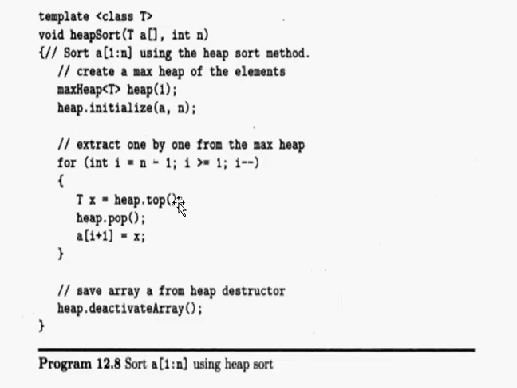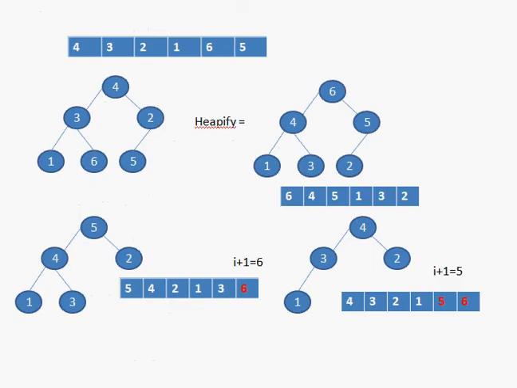Now again we decrement, and the value of i becomes 3. So when i is equal to 3, we again pick the top element from this. The top element is 4, so x is equal to 4. After that we need to delete this.